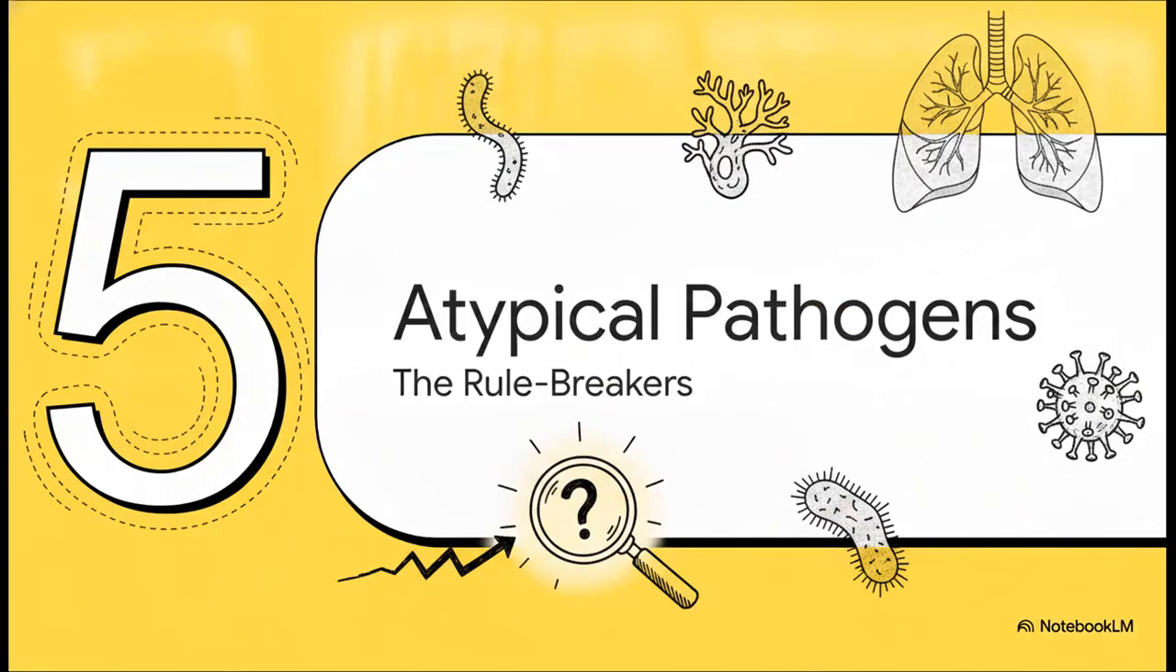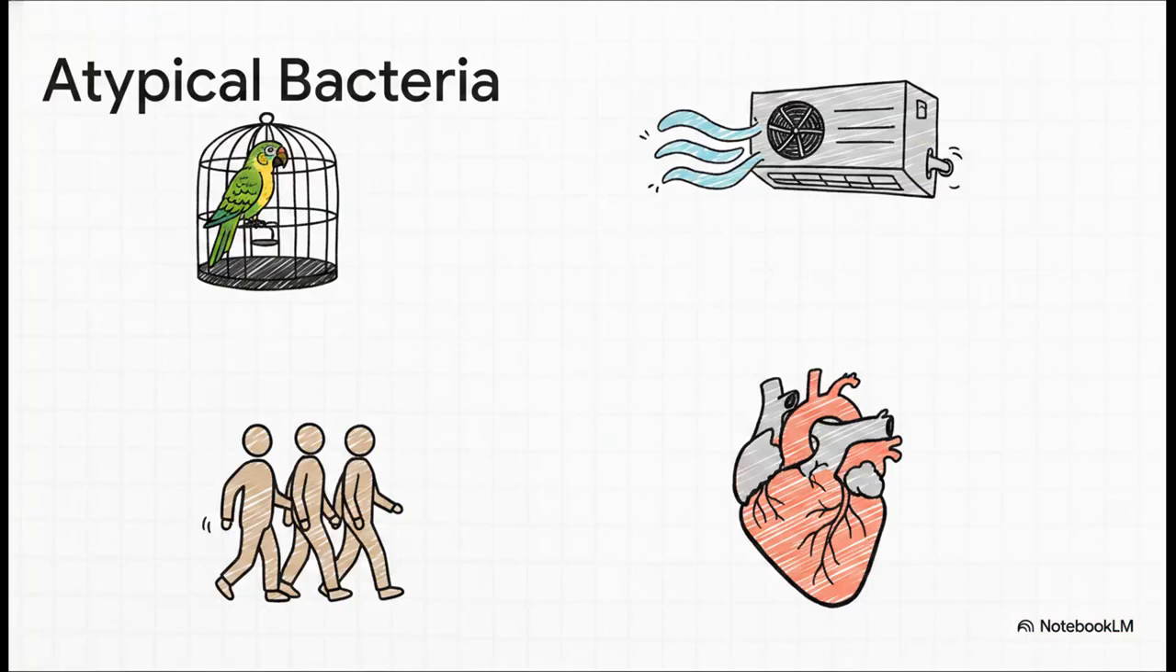All right, Section 5, Atypical and Special Pneumonias. Let's transition to the rule breakers. These are the pathogens that just don't play by standard rules. They read more like clinical mysteries. Imagine a patient who owns a bird pet shop and they come in with a patchy pneumonia. You should immediately suspect Chlamydia psittaci, which is transmitted via aerosolized bird feces.